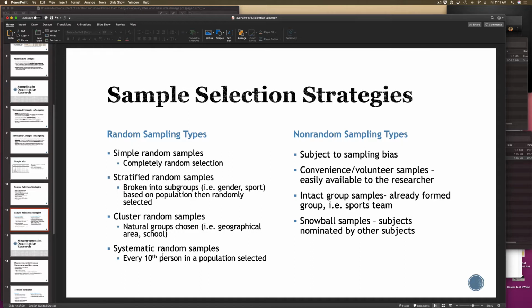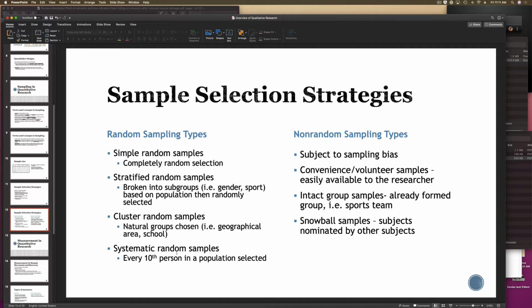We can also use cluster random samples. Again, if I wanted to study people from around the country, different geographical regions, but it's not feasible for me to go to all of the geographical regions, I may randomly choose 2 geographical regions and then randomly pick people from those 2 regions. That way I only have to go to 2 different regions to gather that data. That's called a cluster-based random sample.